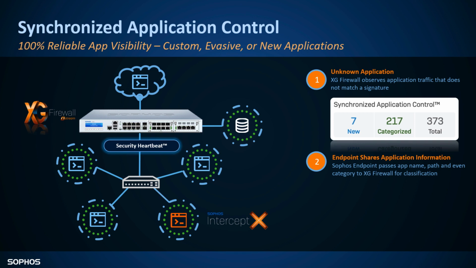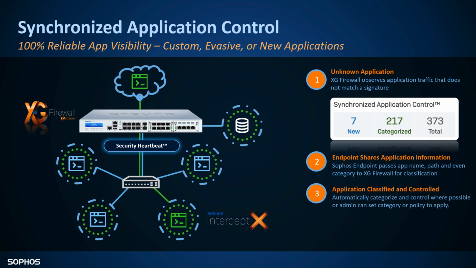The endpoint shares that application info with the firewall in real time. We call this synchronized application control, as it uses synchronized security to identify unknown applications. The application is then automatically classified in many cases, or flagged for the admin to classify, and then the application can be controlled, blocked, or even accelerated if it is identified as traffic that is critical to your business.